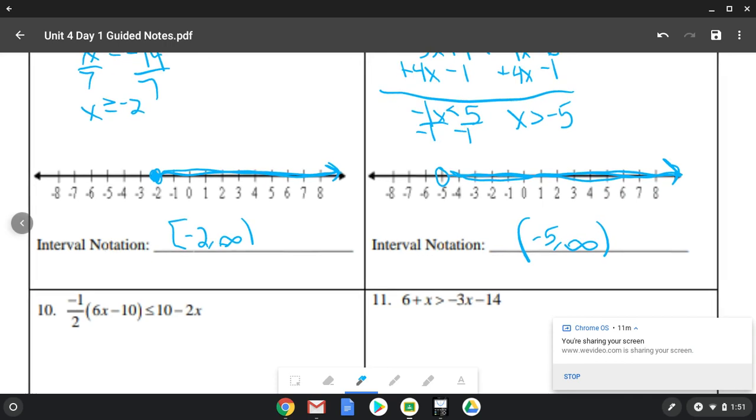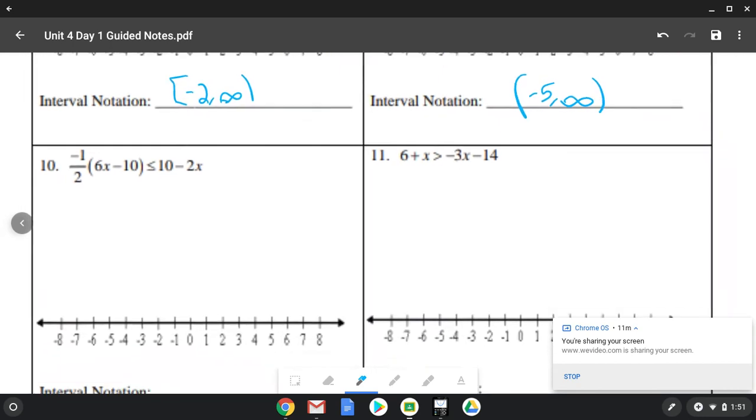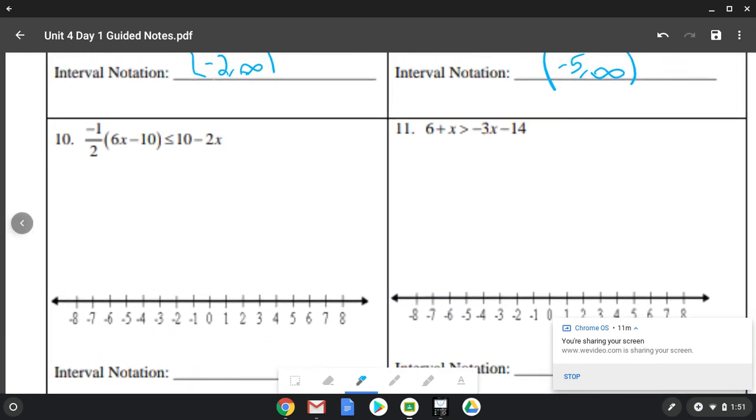Why don't you guys pause and try to do these last two, and then come back when you guys are ready. All right, so hopefully you tried these. If you distribute properly, you get negative 3x plus 5. If you move all of your numbers to the right side and all of your variables to the left side, you're going to move that 2x to the left by doing the inverse. So you add it.